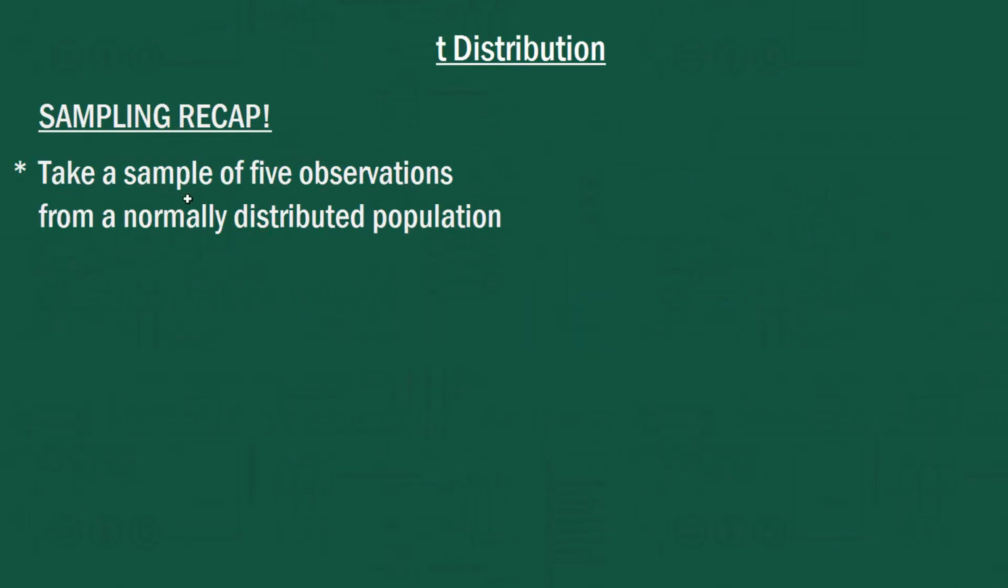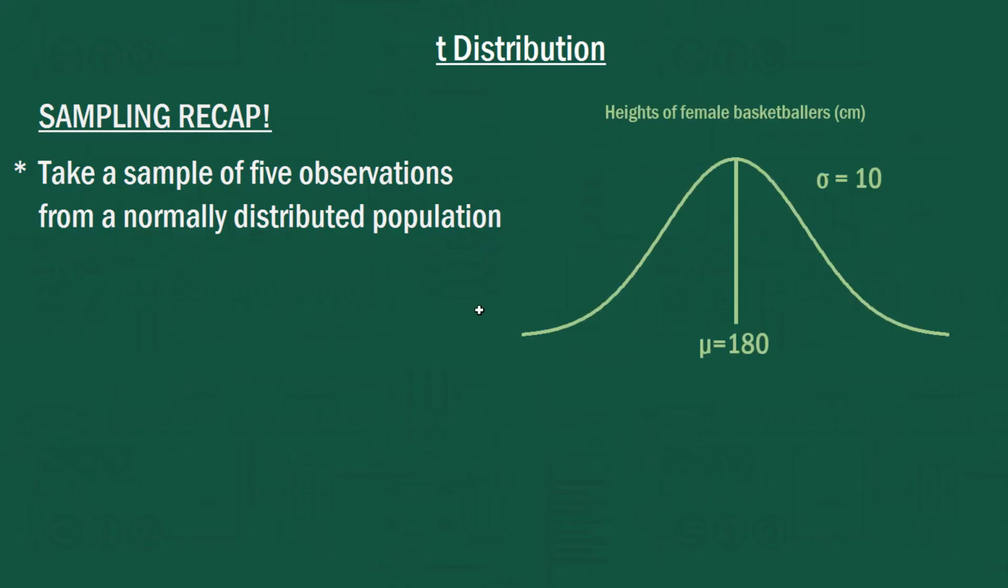So here let's just say I've taken a sample of 5 observations from a normally distributed population. The example I'm giving here is the heights of female basketballers, which may indeed be normally distributed with a mean of 180 centimeters and a standard deviation of 10 centimeters. So if I take a sample of 5 observations from that normally distributed population, let's just say I get these 5 heights. Now I could place those heights on the distribution here as these yellow crosses.